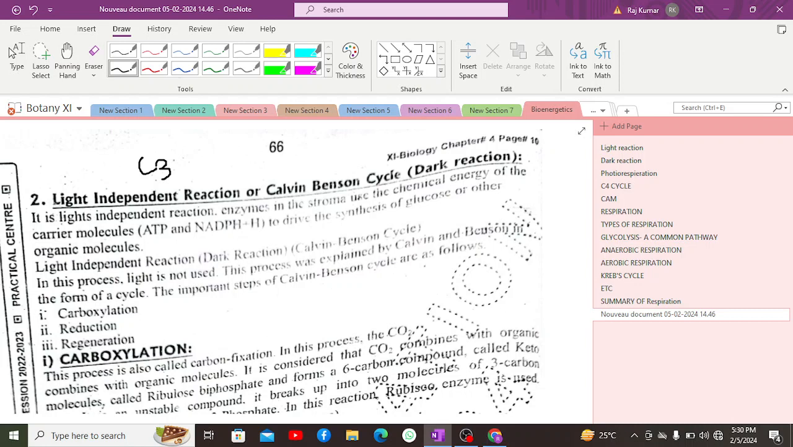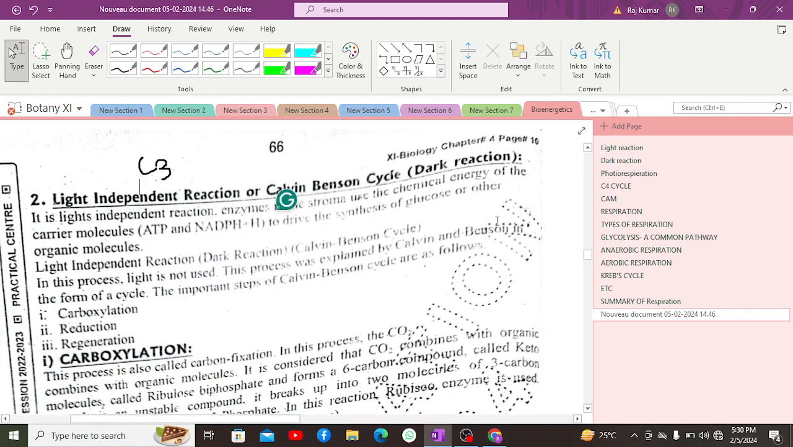Light independent reaction, dark reaction. In this process, light is not used. This process was explained by Calvin and Benson, two graduates of Cambridge University, who worked on this and won a Nobel Prize for it as well. The process occurs in the form of a cycle. The important steps of the Calvin-Benson cycle are carboxylation, reduction, and regeneration.